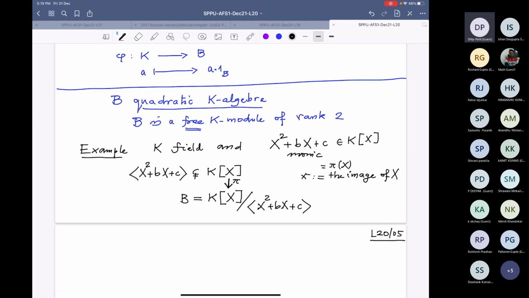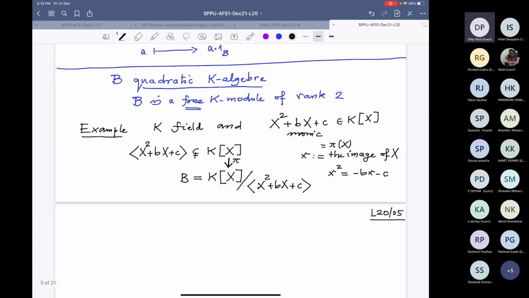And then it is obvious what small x square is. Small x square will be equal to minus bx minus c. And then this B is in fact a free K-module with basis 1, x. 1 means 1 of B. That is a typical example of a quadratic K-algebra of rank 2.